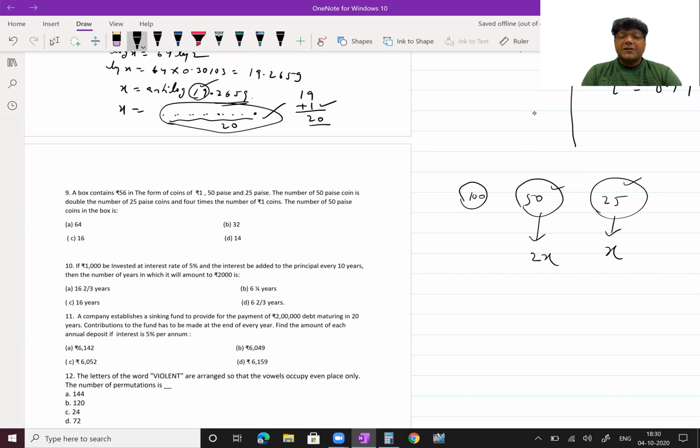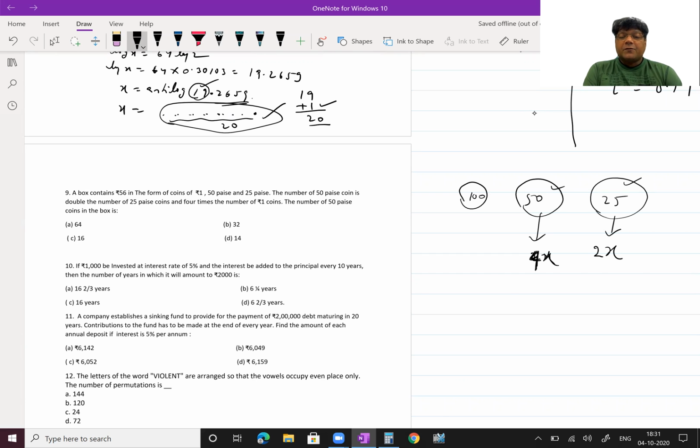And now they are saying 4 times the number of 1 rupee coins. So the 50 paise coins will be 4 times the 100 paise coins. 4 times of what will be 2x? Obviously x by 2. So if I write x by 2 here, it will not be easy for you to understand. So what will I do, guys? I will suppose the 25 paise coins to be 2x. So double of that will be 4x. Understand?